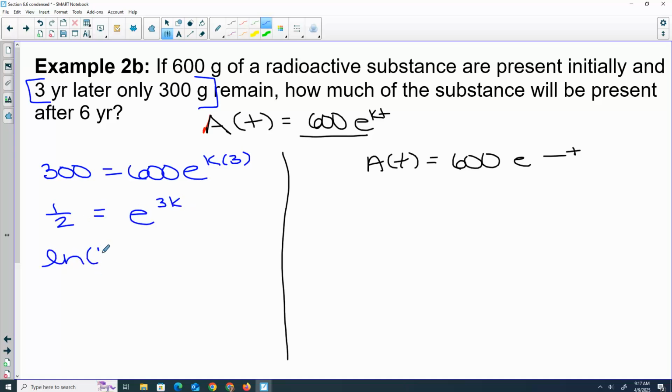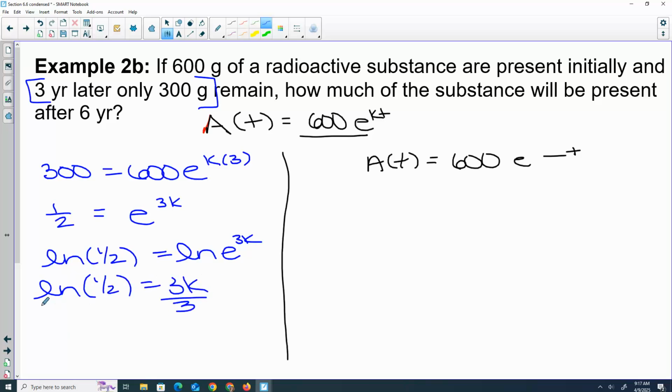So you add your natural log. We know a natural log and an e cancel. Divide by 3. So natural log of 1/2 divided by 3, and you get k to equal negative 0.2310. Did you guys get that? And why is it negative? Because we have less as time goes on.